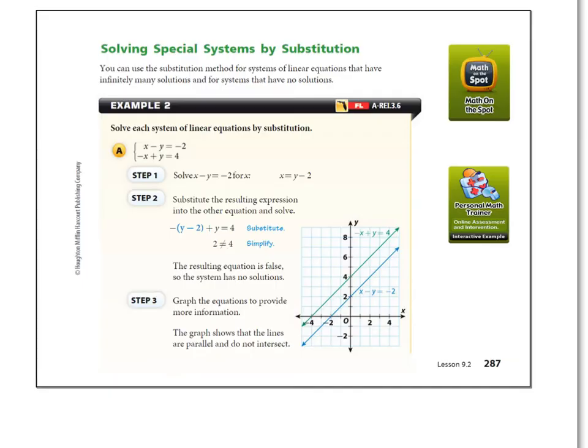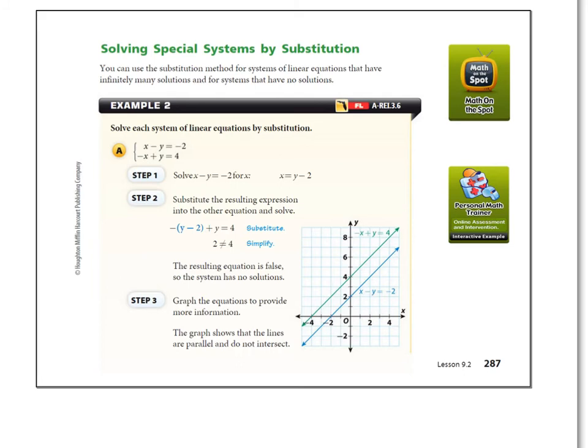Now this next part is still the same exact method, but it's how we get some of our special answers. Remember, there are 3 possible answers for a system. 1 solution, which is what we just saw because we got an answer for it. Now we're going to look at infinitely many and no solution. Well, we actually dealt with these with equations already.